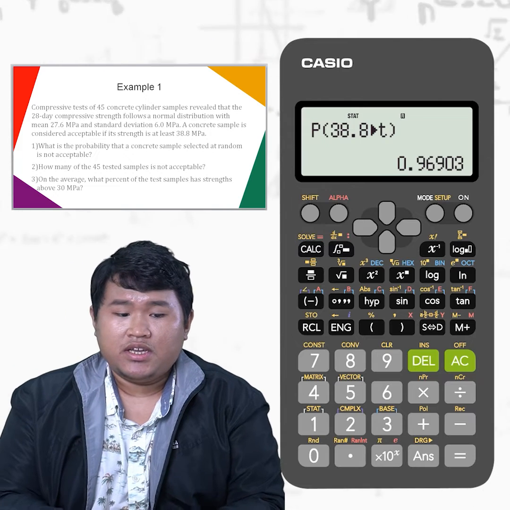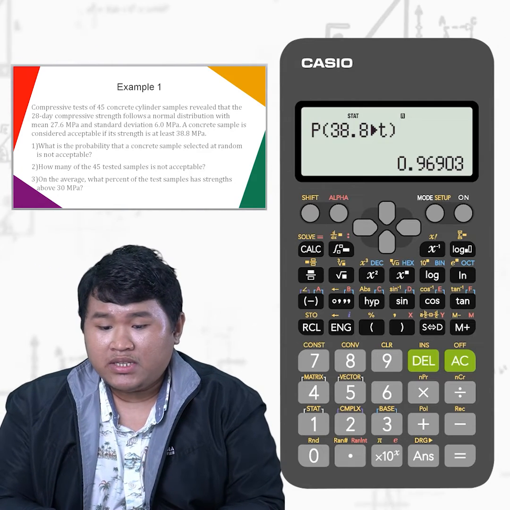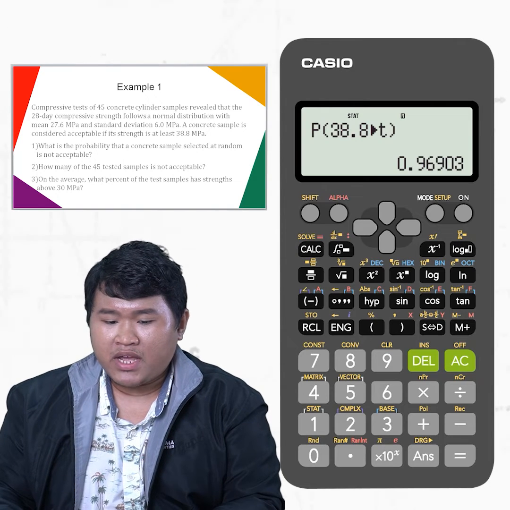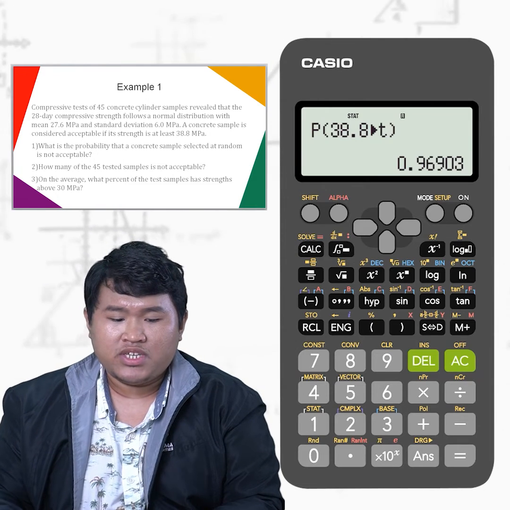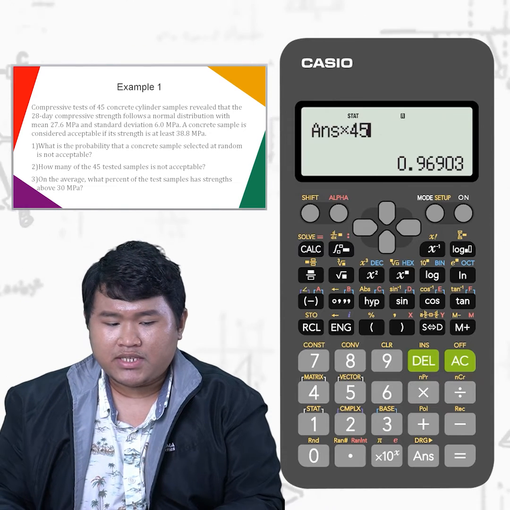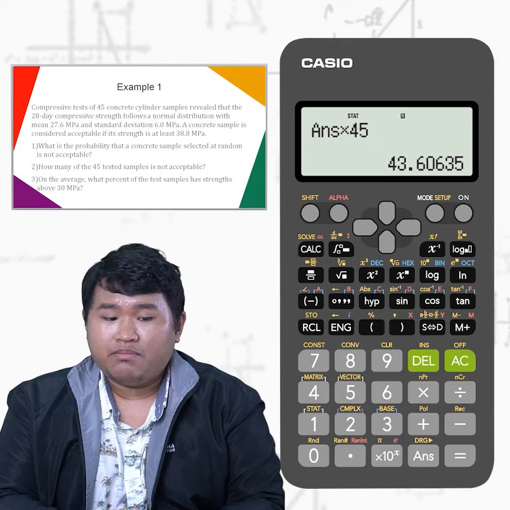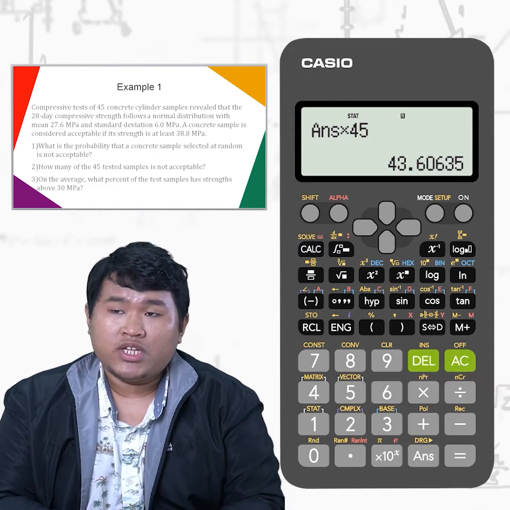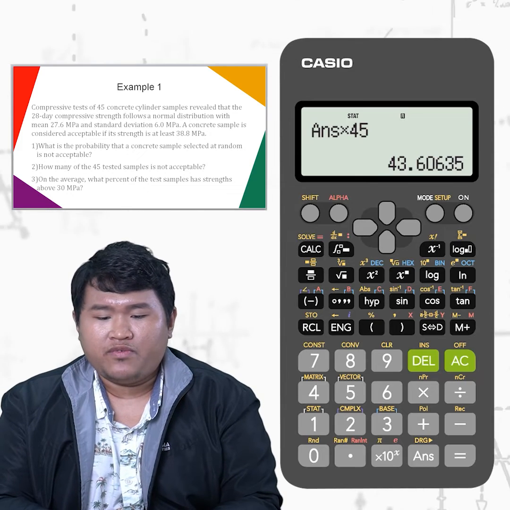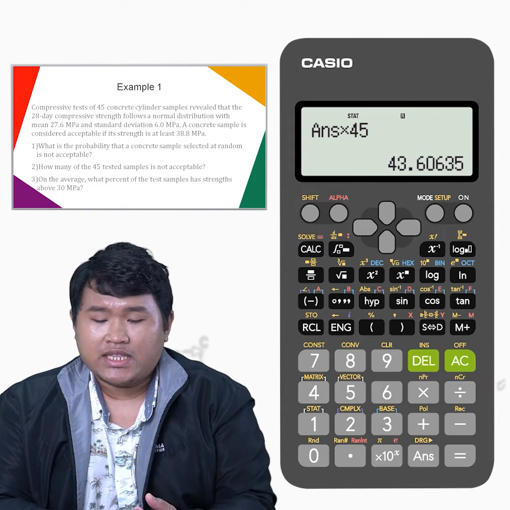Now this is easy. We have now the calculated probability of not acceptable samples. All we need to do is multiply it by the number of samples, which is 45. Let's multiply it by 45 and then press equals. That is 43.606. We can round that up to 44. That's a very large number of samples. 44 of the 45 are considered not acceptable.